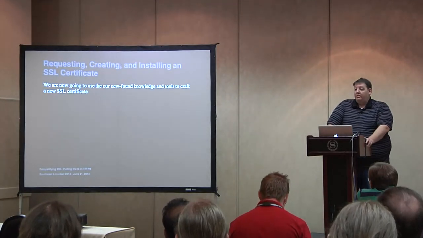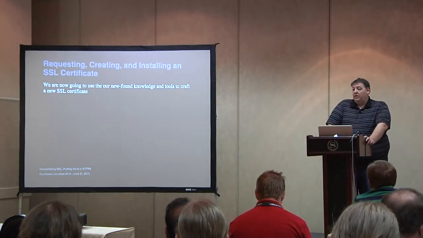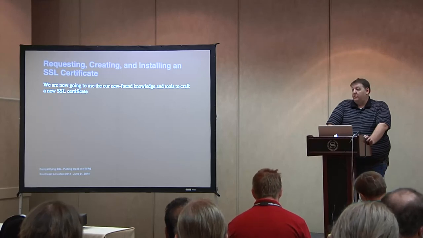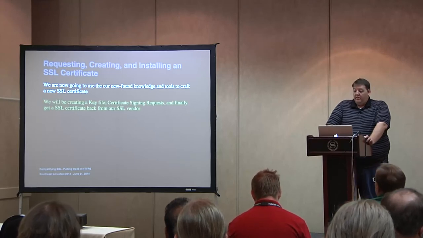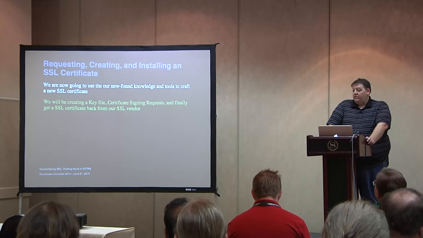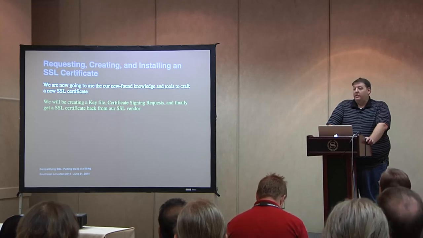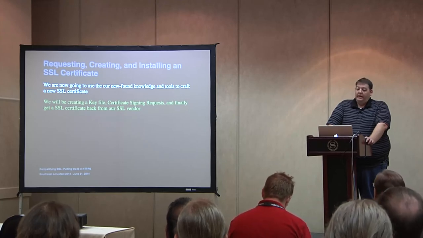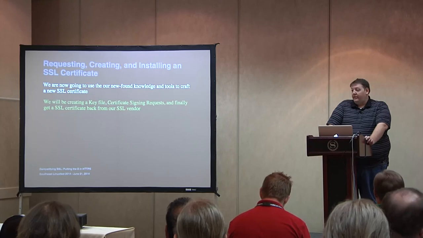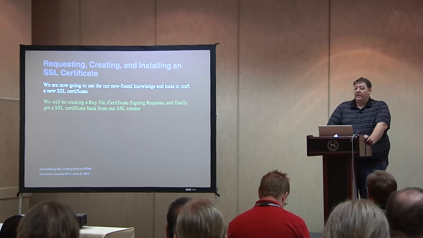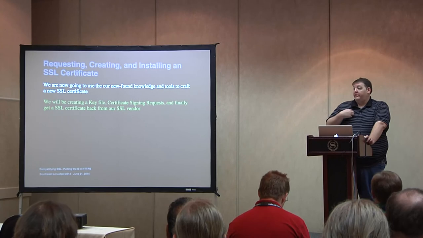So now let's get into how we're actually going to do this. We're going to use all the knowledge that we've just discussed, and we're going to create a new certificate. We have to create a key file first, then we use that to create a certificate signing request. And then we submit that certificate signing request to our vendor, which in this case I will be acting as both the client and the vendor.